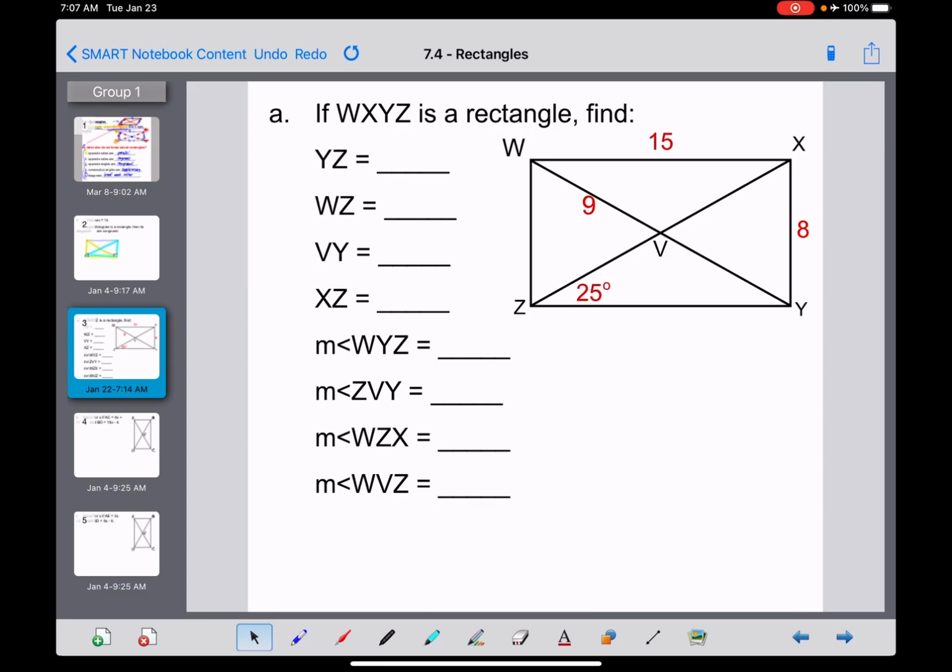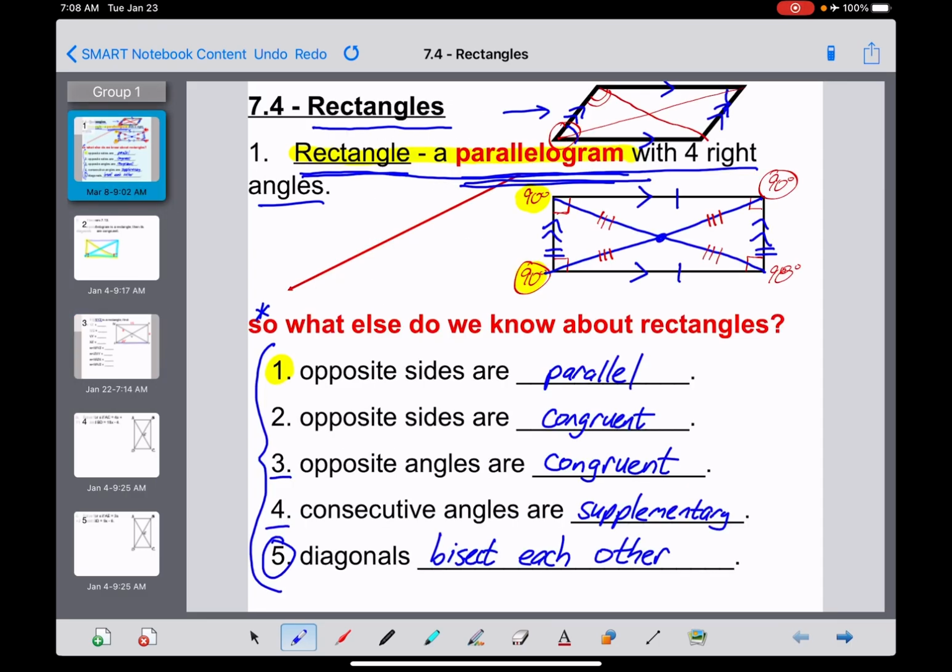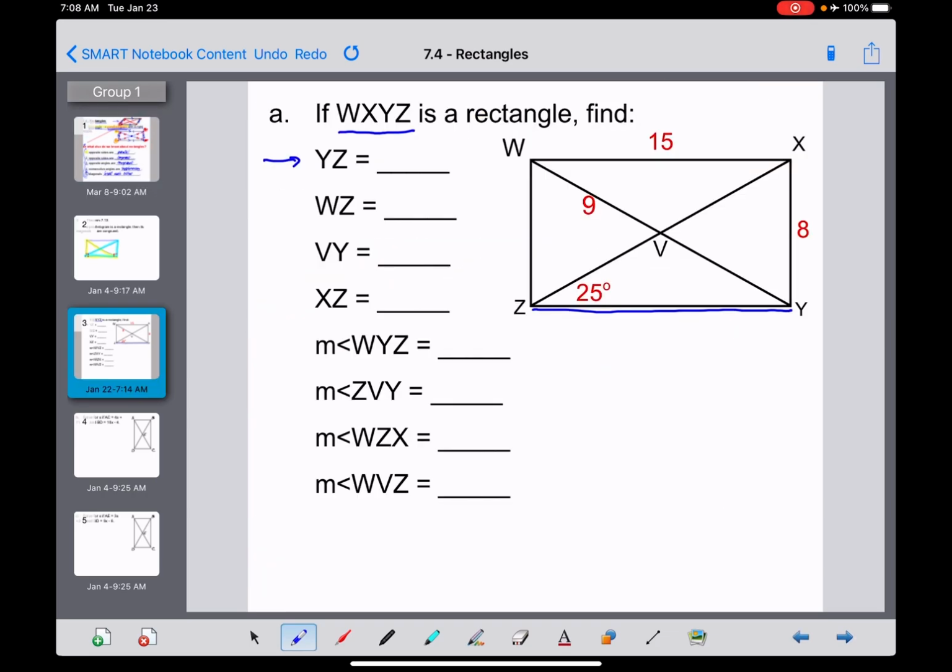So my directions right here tell you that quadrilateral WXYZ is a rectangle, and we're going to find 1, 2, 3, 4, 5, 6, 7, 8 missing measurements right here to finish this up. Okay, first thing, we want the measure of line segment YZ. How long is it? Well, YZ is the bottom side in this figure, and one of the things we learned here is that because a rectangle is a parallelogram, opposite sides have to be congruent in every rectangle. And how long is our top side? 15. That means that our bottom side has to be 15 as well. So the measure of YZ is 15.